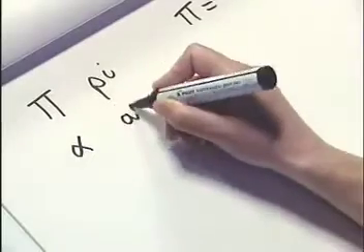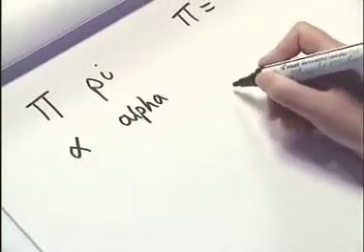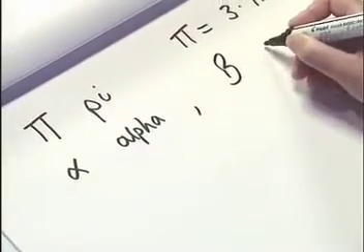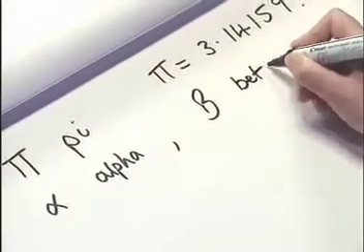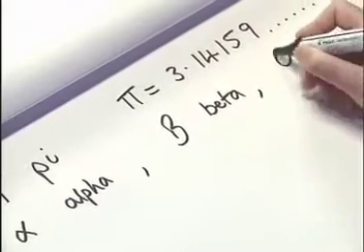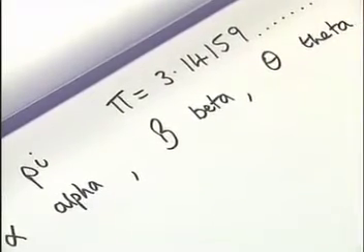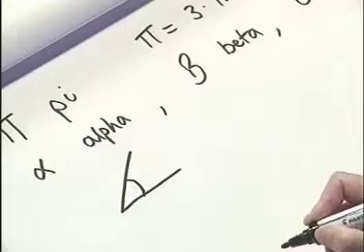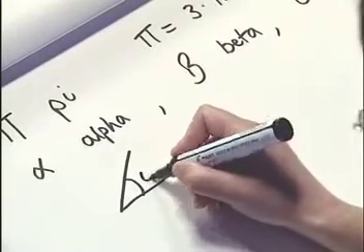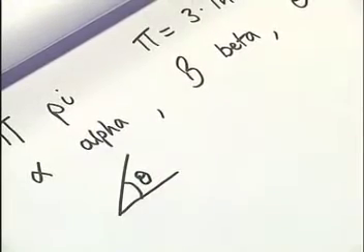From the Greek alphabet, we also use some other letters, such as alpha, beta, and theta. Now, these are often used as variables to represent angles. So you might see an angle marked in that way, and the Greek letter theta.